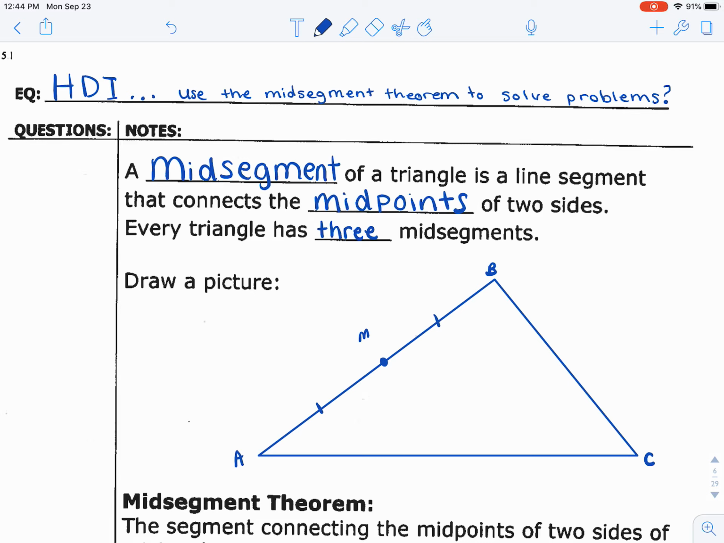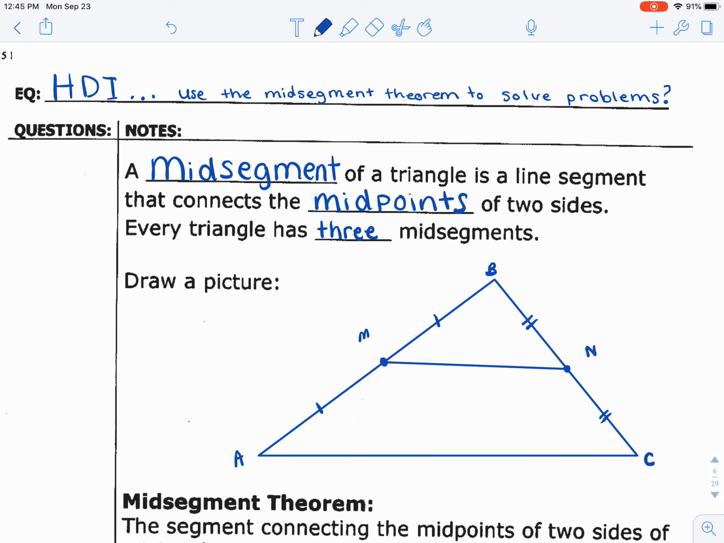On BC, we're going to put the midpoint in there, and we're going to label it N. To show that N is the midpoint of BC, we're going to put 2 tick marks on either side. If we connect M, which is a midpoint of one side, to N, which is the midpoint of another side, we've drawn our first midsegment.